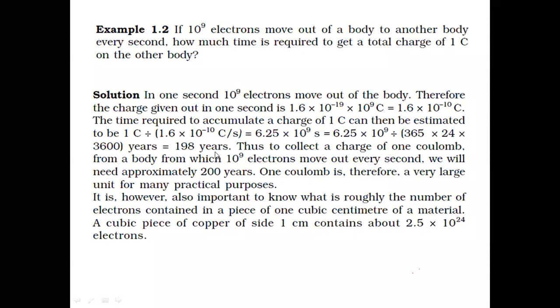I converted seconds in terms of years. So do remember, each year equals 3.15 into 10 raised to 7 seconds. So 1 second equals 1 divided by 3.15 into 10 raised to 7, it becomes 10 raised to minus 7 years. Everything is simplified. Thus, to collect a charge of 1 coulomb from a body from which 10 raised to 9 electrons are moved every second, we will need approximately 200 years. Therefore, 1 coulomb is very high for many practical purposes.